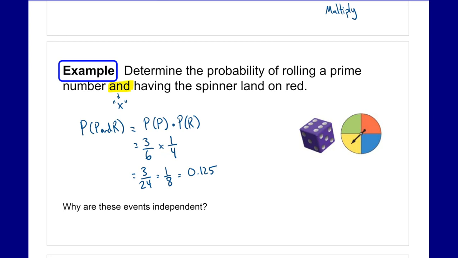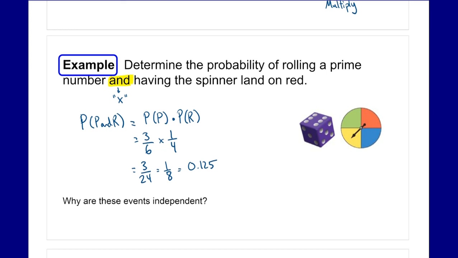Are these events independent? In this case, yes. They are independent, and it's because one outcome does not affect the other. Right? What you roll on a die does not affect what you spin on a spinner. So they don't affect each other, so they are independent of each other.